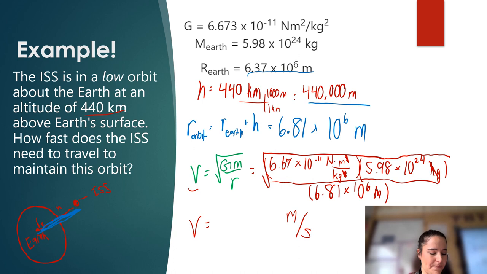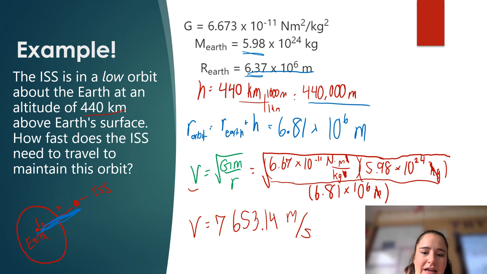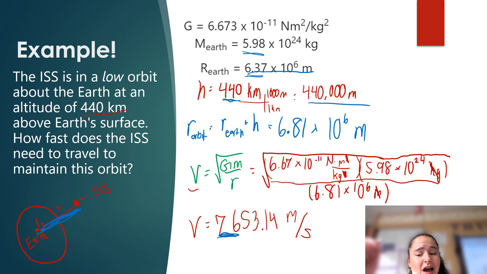So we divide it, and then we take the square root of that, and we get 7,653.145 whatever meters per second. So we round it based on sig figs. Okay, in all of our given numbers, we had two digits. So the 440 was our least precise one. So I'll go ahead and round this to two digits. Okay, this was probably rounded. I don't know if it's 41 or 42 or 39. So I know it's about 40.